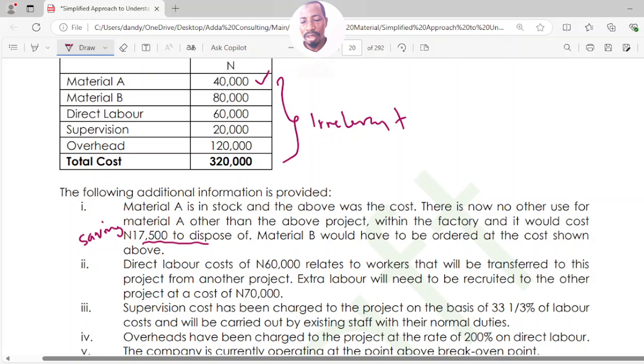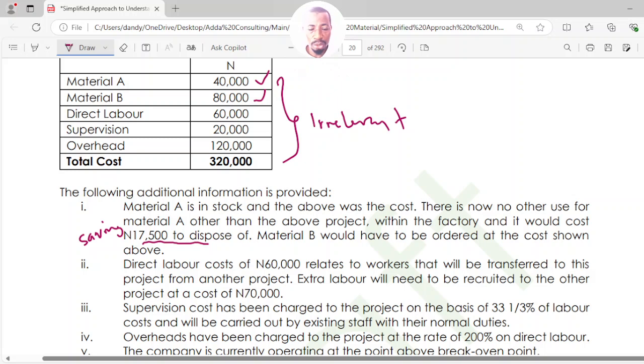It's not a cost, rather it's a saving. Material B would have to be ordered at the cost shown above. Material B is 80,000 naira. Examiner has told us that it would have to be ordered. It means that material B is not available, it's not in stock. Therefore, we need to go and purchase it. It means that the 80,000 naira we have in the table is relevant. We have to account for it.